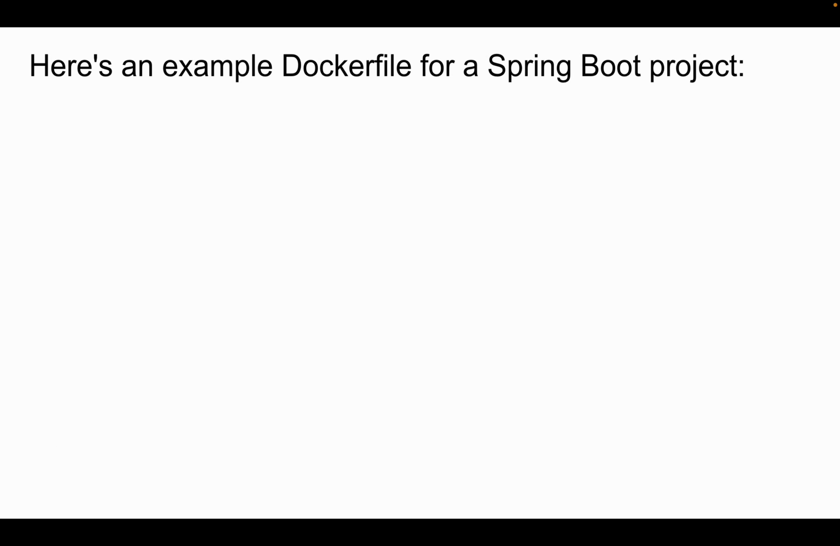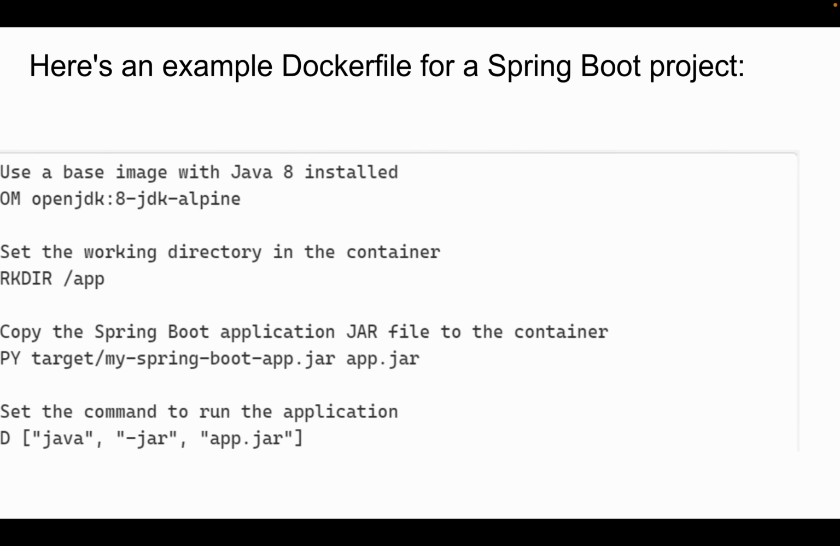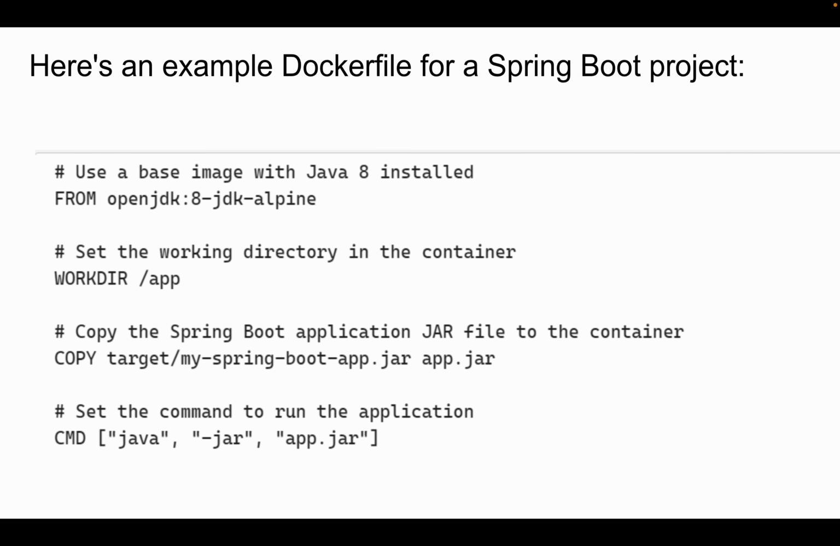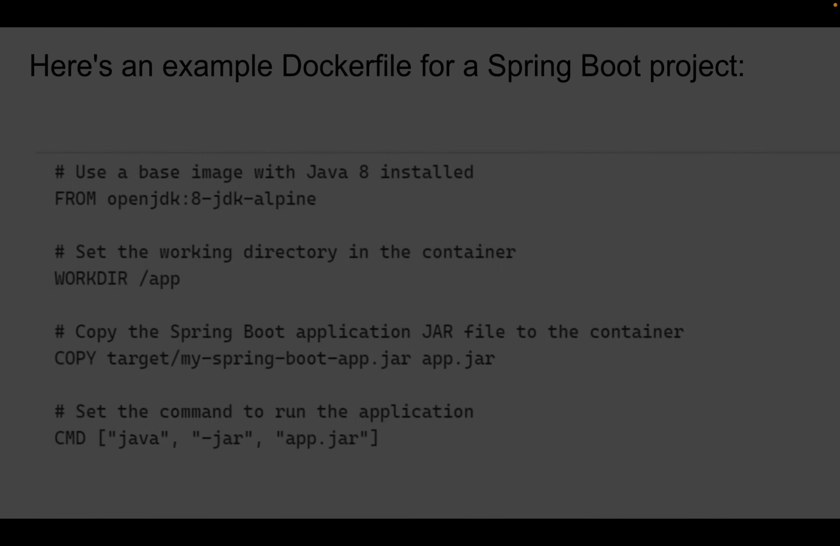So here is an example of a Dockerfile for a Spring Boot project. You can see the first step is to use a base image with Java 8 installed. You can see FROM OpenJDK, how I have written it, and then set the working directory in the container, copy the Spring Boot application jar file into the container and set the command to run the application.